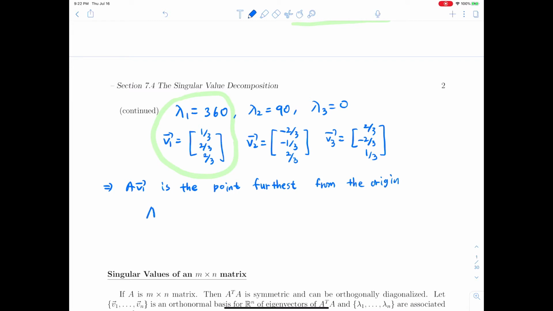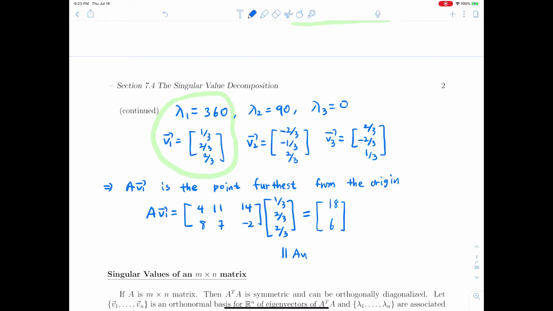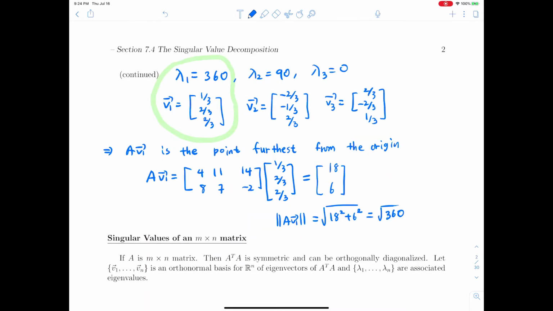And if you calculate A times V1, then this gives you 4, 11, 14, 8, 7, and negative 2. And you multiply this by 1/3, 2/3, and 2/3. And this equals, well, I guess 18 and 6. So the magnitude of AV1 is the same as the square root of 18 squared plus 6 squared, or this is the same as the square root of 360. And that gives you 6 square root of 10.